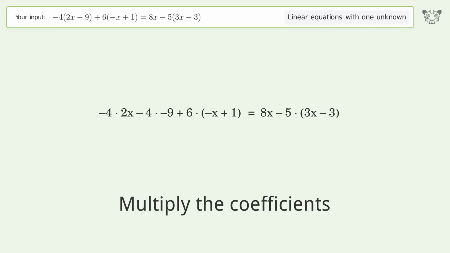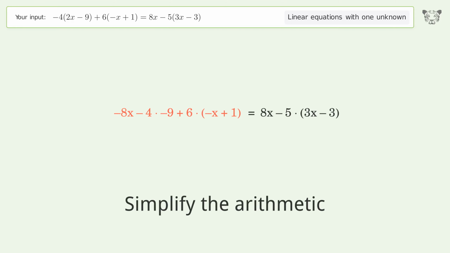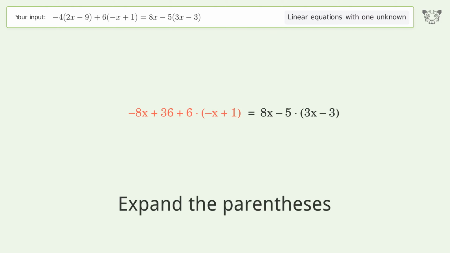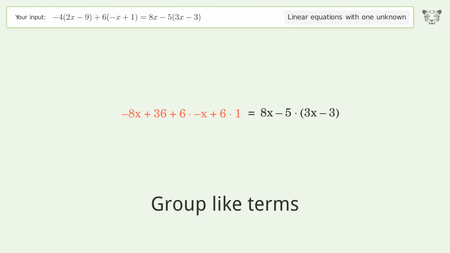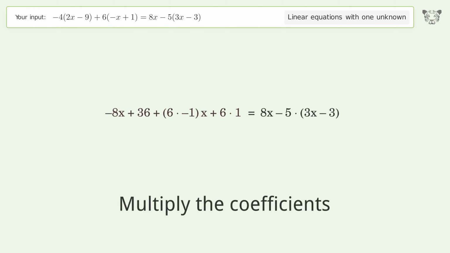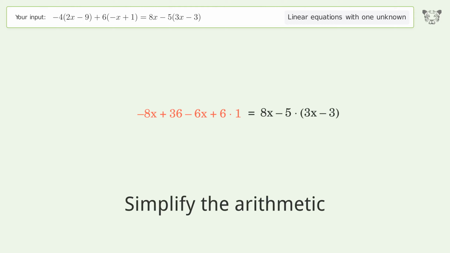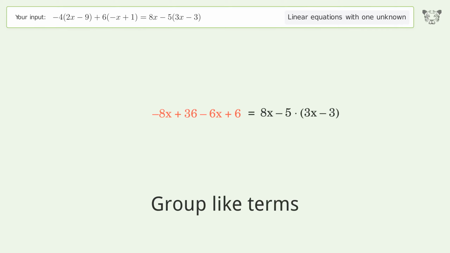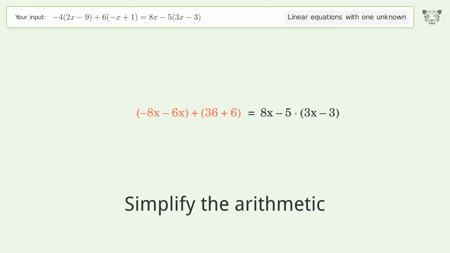Multiply the coefficients. Simplify the arithmetic. Expand the parentheses. Group like terms. Multiply the coefficients. Simplify the arithmetic. Group like terms. Simplify the arithmetic.